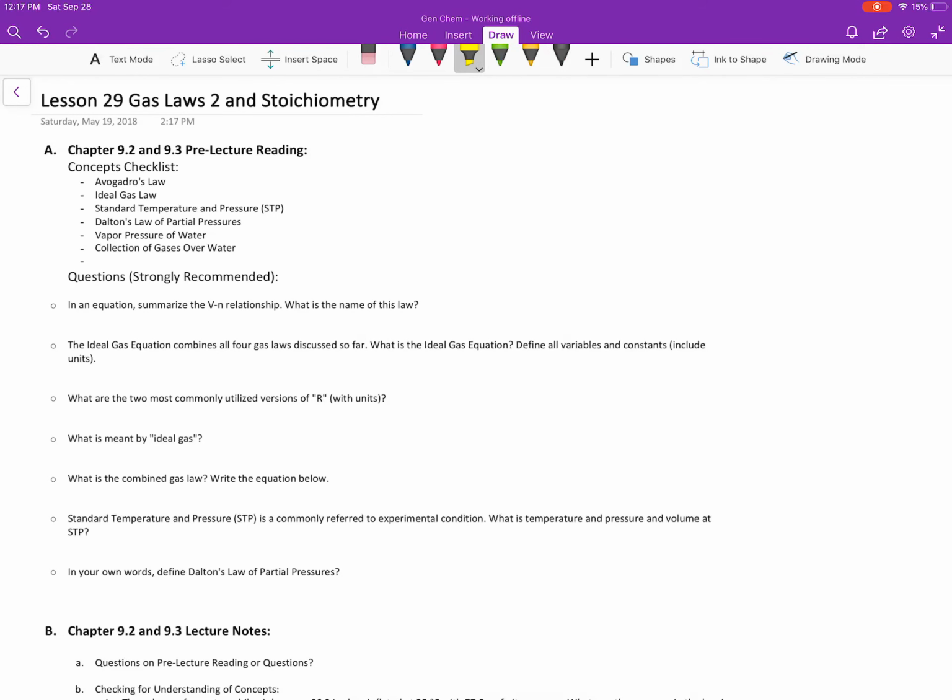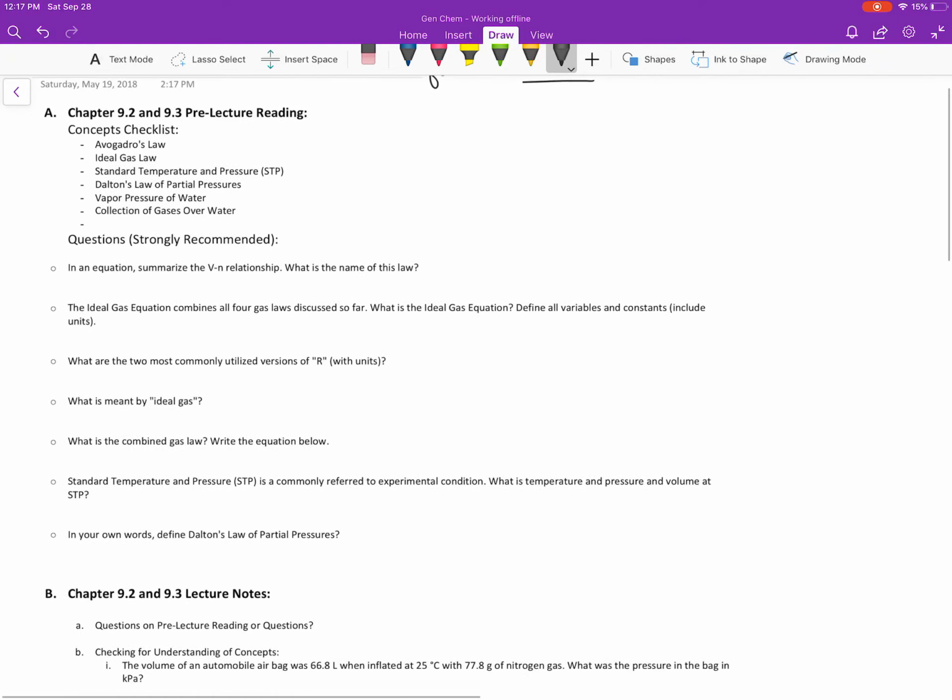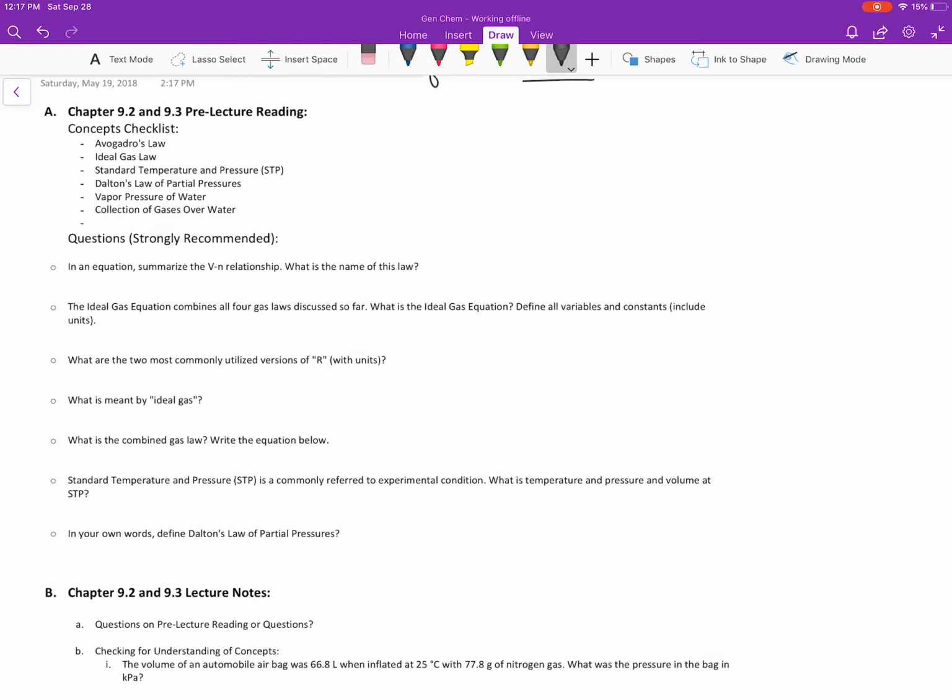Okay, so we are going to start on lesson 29. You should have had a quiz before this lecture started, and it would have been over lesson 28 material. Today we have a little bit more of the ideal gas laws to go over.